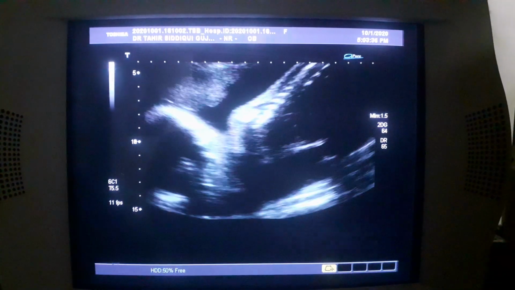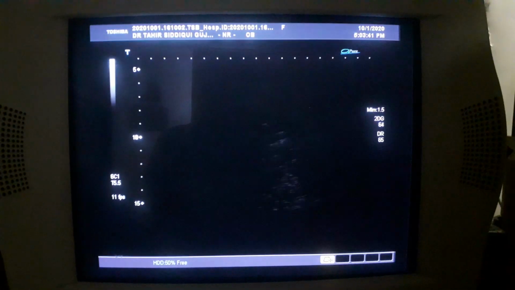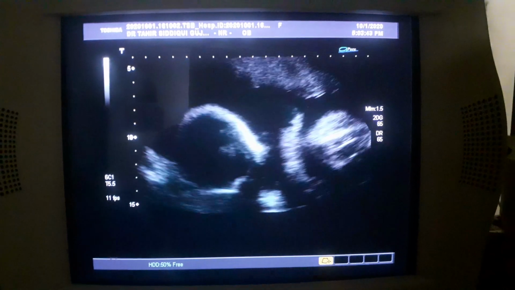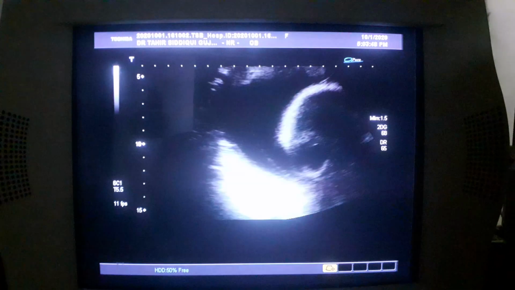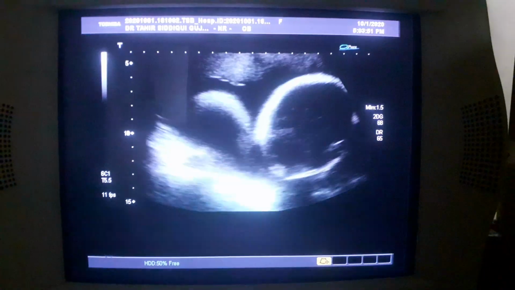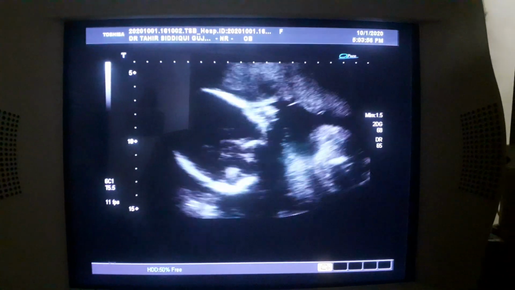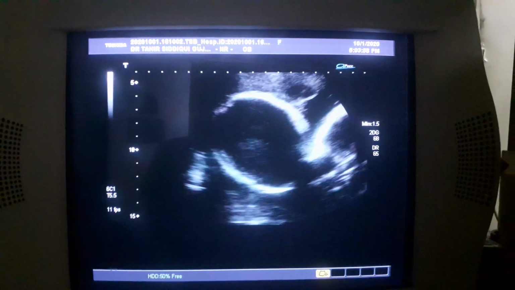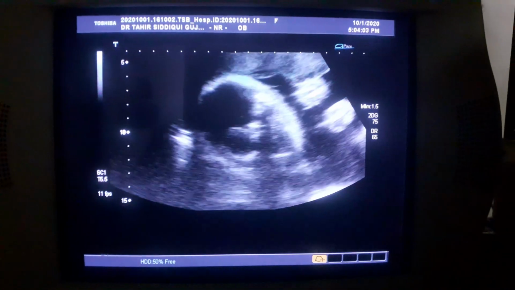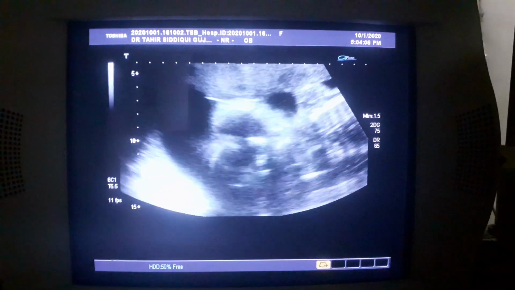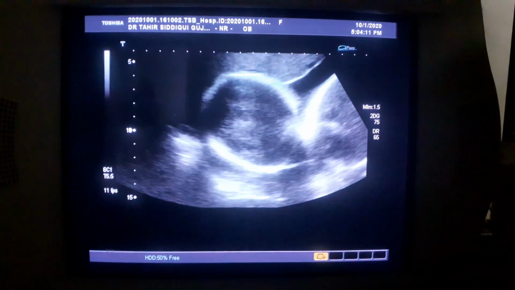So this is in fact a case of IUGR with achondroplasia. Skeletal dysplasia in a twin pregnancy, which is achondrogenesis. Short limbs, dwarfism in a twin pregnancy.